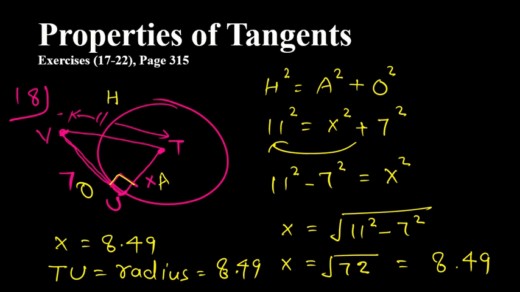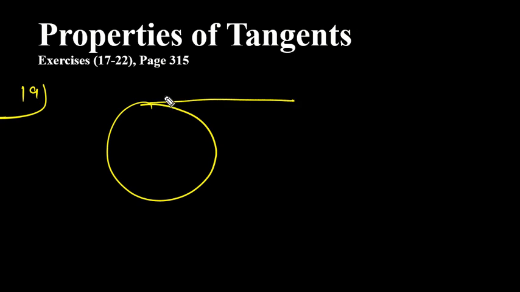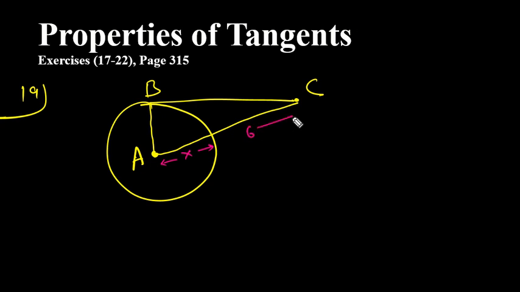Okay, question number 19. Again, a circle. This is all about circles. This is a tangent B. There is a point called C, and there's a center A. Now here is a catch. This is X, so the radius is X. This distance is given as 6, so the total is X plus 6. Now this is 12.